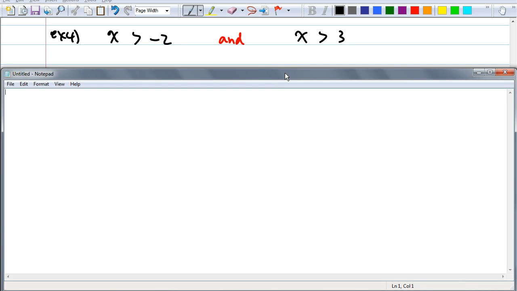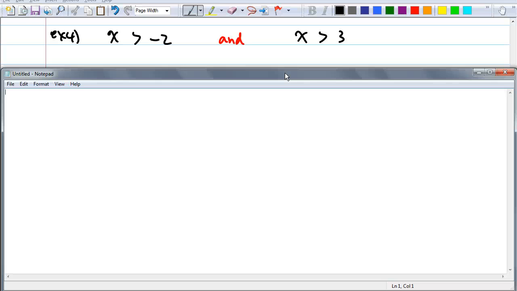I have the same exact one as before. Now I have "and." x greater than -2 and x greater than 3. How would that change? Before we had "or" there, now we have "and." How would that be different? Go ahead, everybody try now.